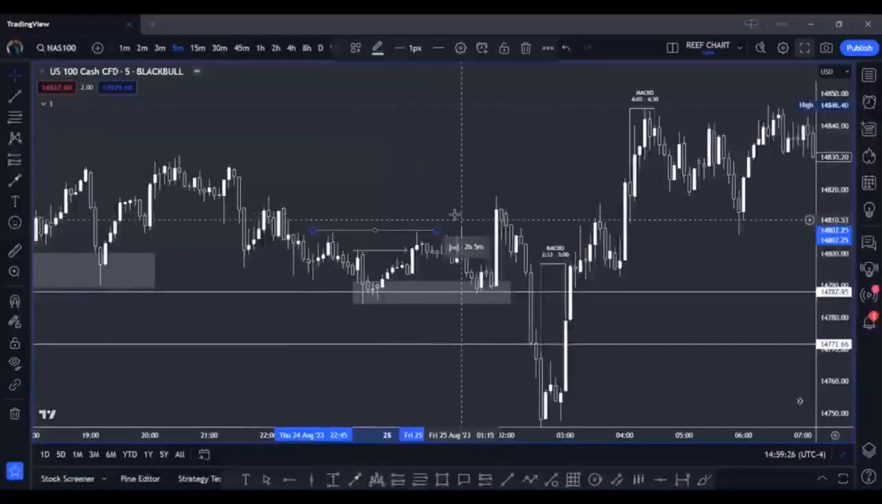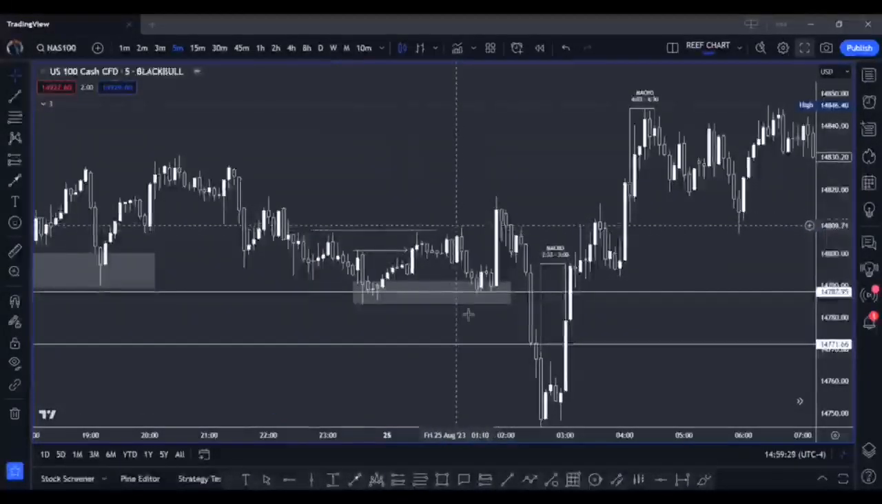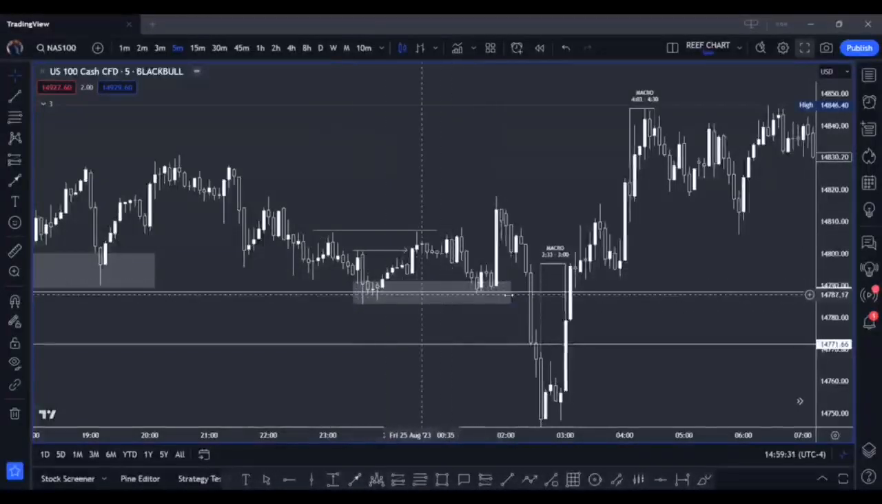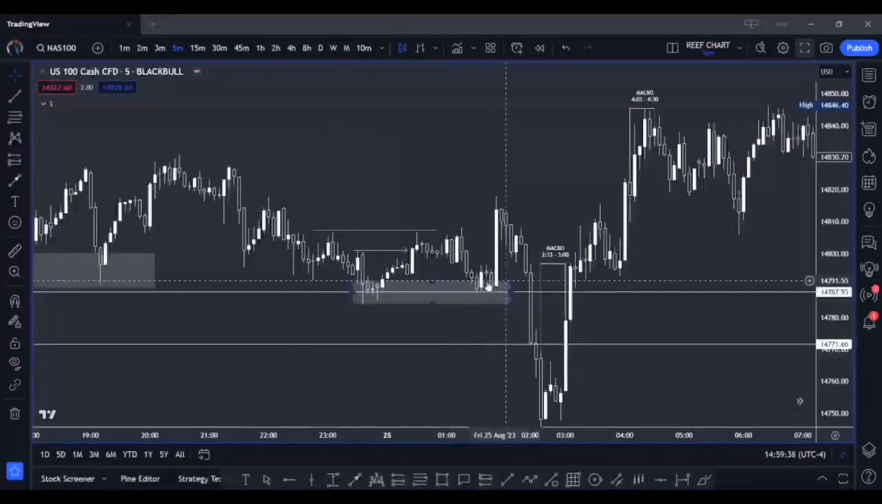So we have a stop run over there, which is what always happens. We come back to the extension. This would have been a very beautiful trade, guys. Absolutely beautiful trade for a buy setup.